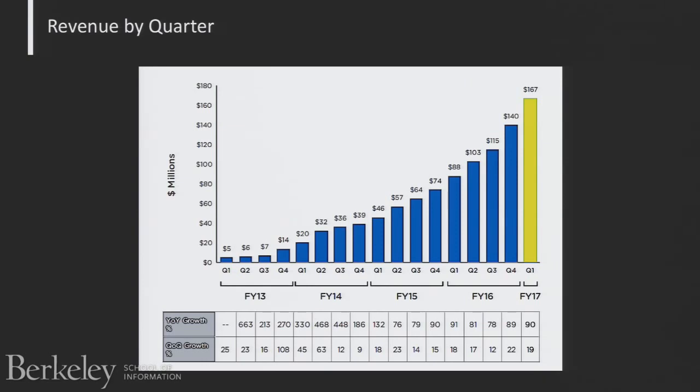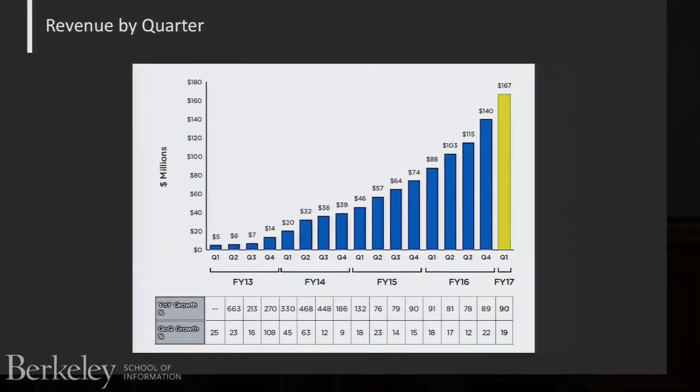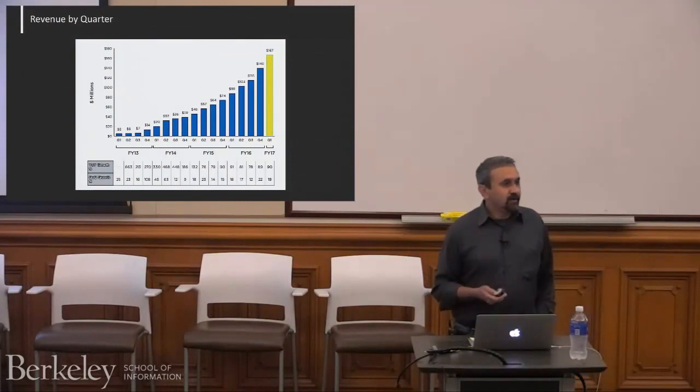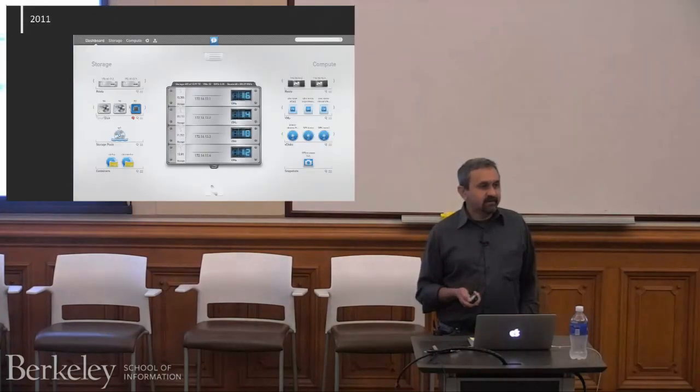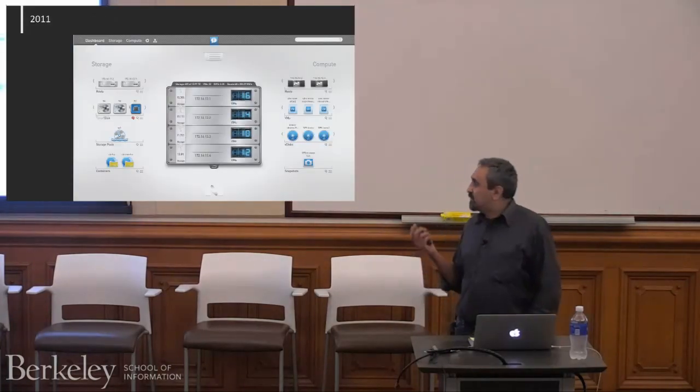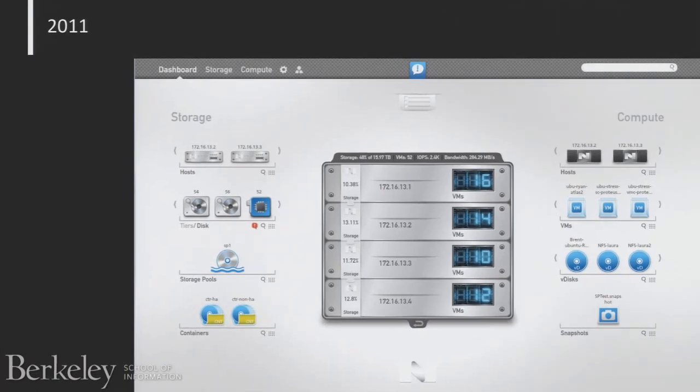So this is the quarters from 2013 all the way to 2017, fiscal 2017, right? So roughly we are somewhere in the $700 million revenue kind of range, which is a nice place to be. And if we look at the product in 2011, the UI looked like this, skeuomorphic, built in Flex, very old school, looks clunky. I'm sure you guys are cringing.